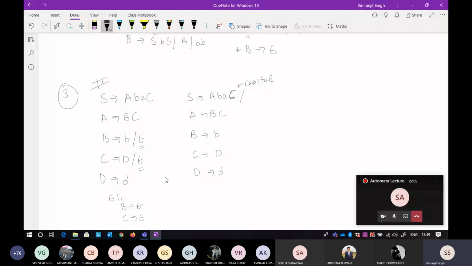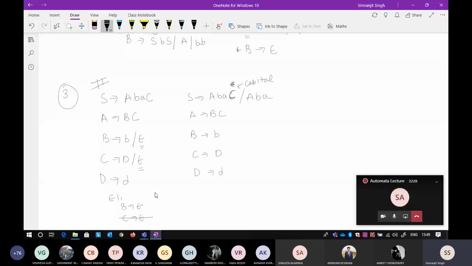Okay. So now if you want to eliminate this, you have to maintain the effect of it. How can I maintain the effect? If I put C equal to epsilon here, the answer will be ABA here. Okay, so that is fine by me. I will get ABA from this side by putting an epsilon here.